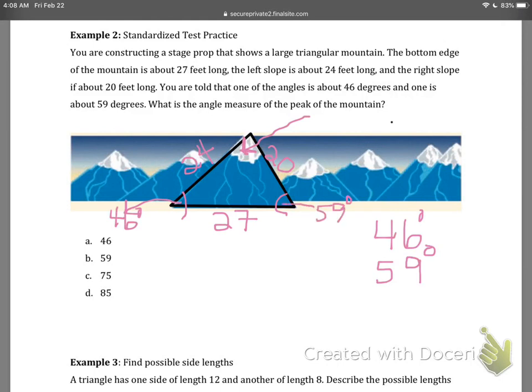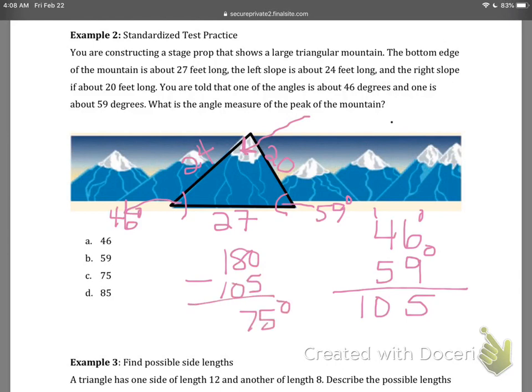So now the question is, what's the third remaining angle? Add these two together. That gives us 15, carry the 1, that's 105. How many degrees are in every single triangle? You should be saying 180. So 180 minus the 105 gives me 75 degrees, and that is the measure of the peak angle.